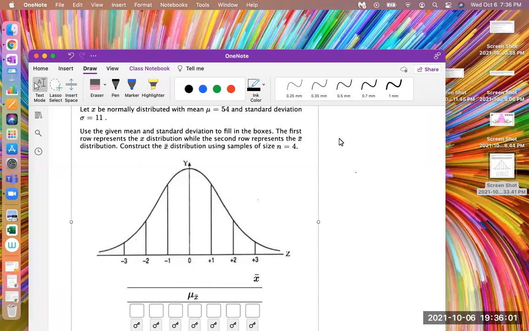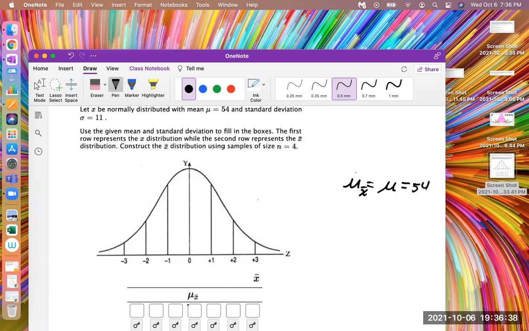So this is definitely focused on the distribution of the sample mean. And so the mean of the sampling distribution, I use this notation mu sub x bar, is equal to the mean of the original distribution. So it doesn't change. They call that the parent distribution, the 54. Just 54 in this case. So 54 should be right here in the middle.